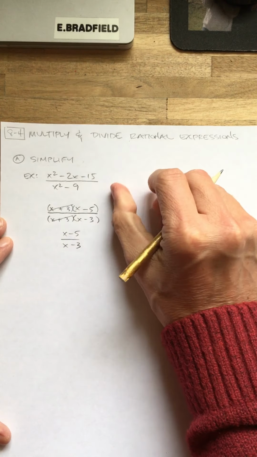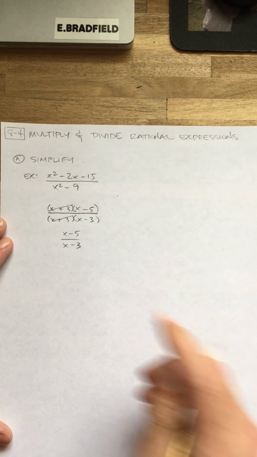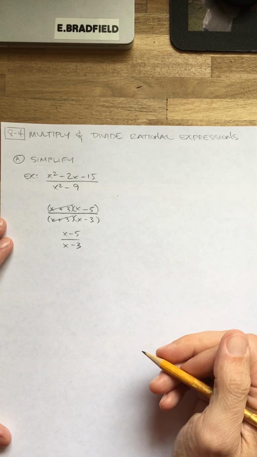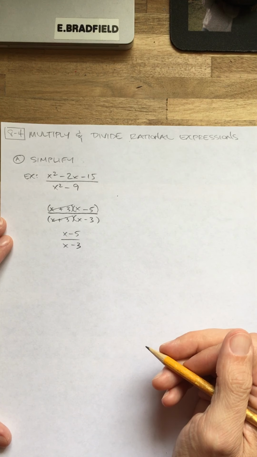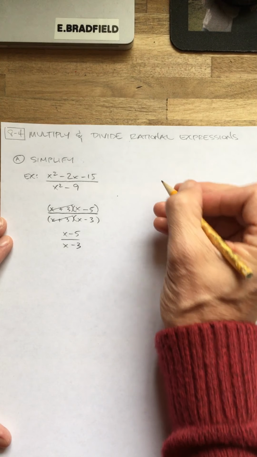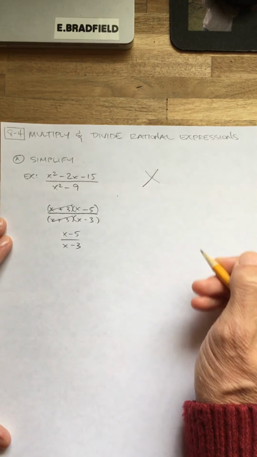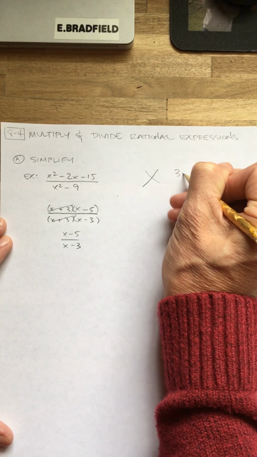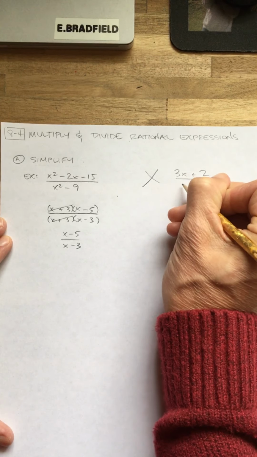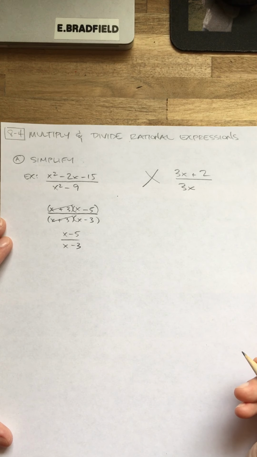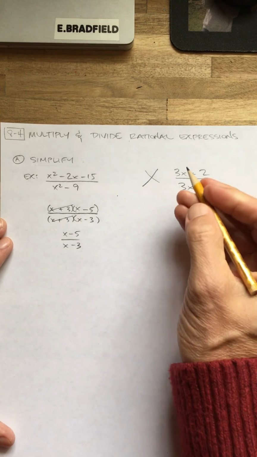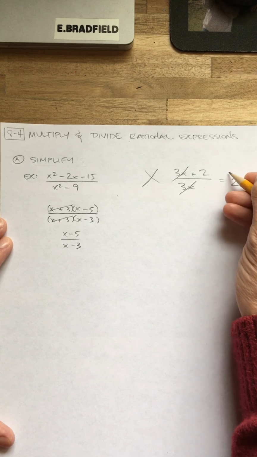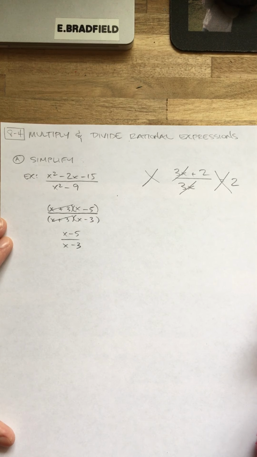Let me show you something really quick. A lot of students say, oh, now the x's match, so I could cancel off the x, so I get negative 5 over negative 3. You can't do that. You can only cancel when things are connected by multiplication. Let me show you something a lot of people do. They say something like this, 3x plus 2 over 3x, and students say, oh, yeah, the 3x cancels with the 3x, so this equals 2. No. Do not do that.